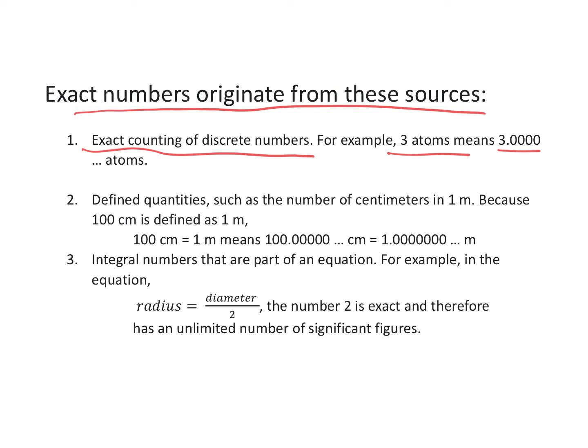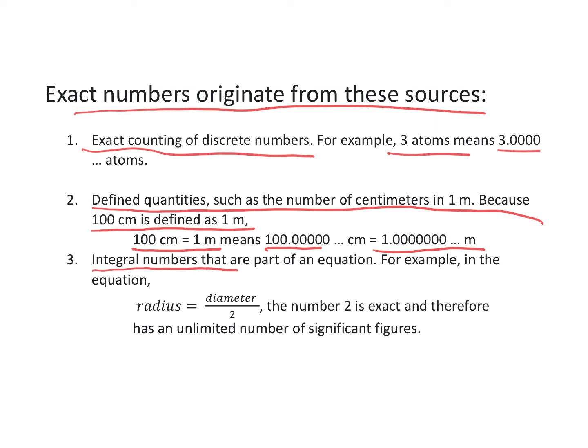So if I ask you, in the following sentence, 102 students are present in the CHEM101 class, how many significant figures does the number 102 have? What is the answer? Unlimited, right? Exact numbers have an unlimited number of significant figures. And defined quantities, such as the number of centimeters in 1 meter. Because 100 centimeters is defined as 1 meter, we say 100.0000 centimeters equals 1 meter. So they have an unlimited number of significant digits or significant figures.